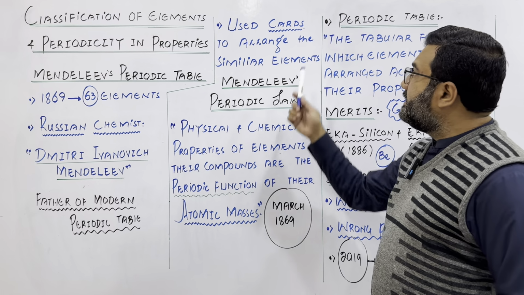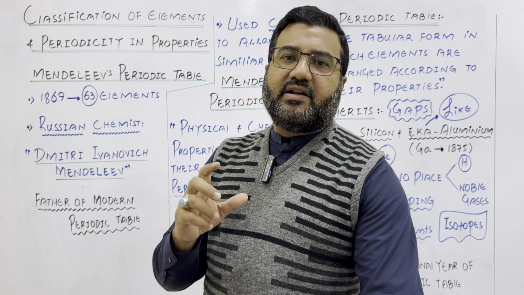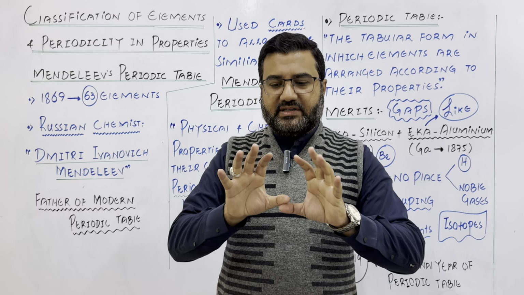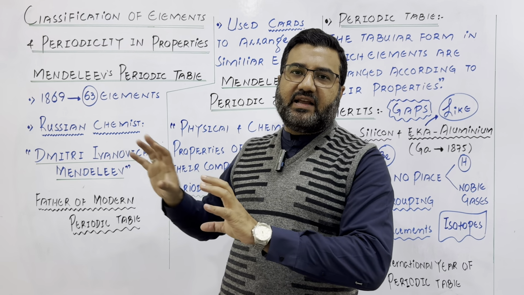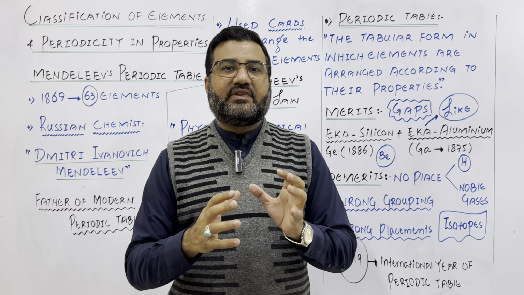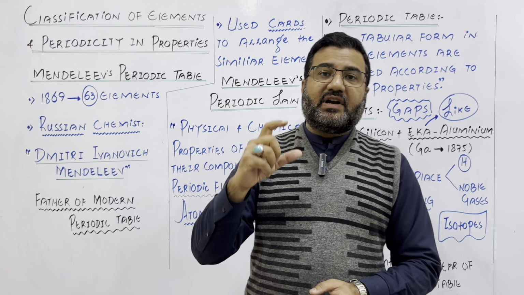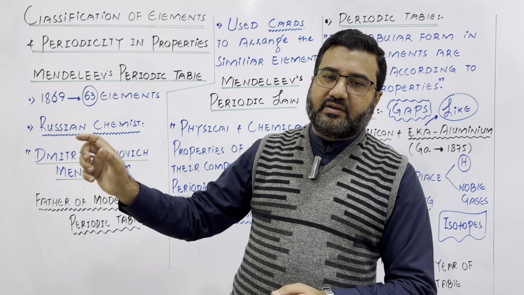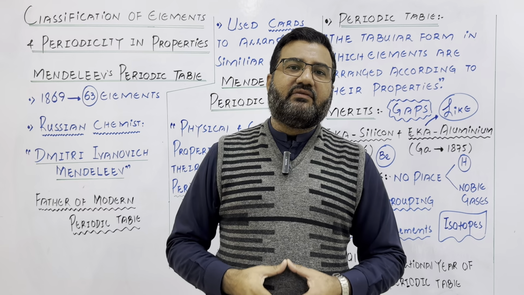Now Mendeleev used the concept of cards. He actually took 63 cards, and on one card he wrote all the physical and chemical properties of one element. So on 63 cards he mentioned the physical and chemical properties of all 63 elements, and then he placed those cards on the wall and observed the elements that have the same physical and chemical properties. The elements having the same physical and chemical properties, he placed their cards on the wall in the form of a vertical column, which later on in his periodic table were called groups or families.